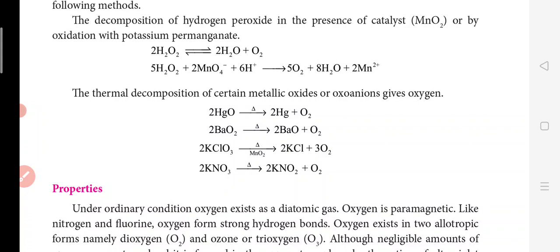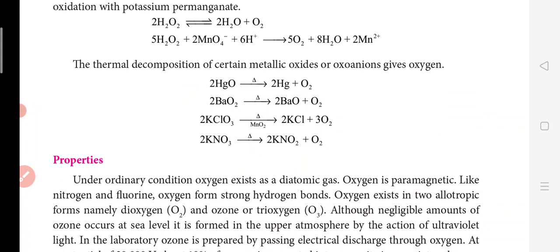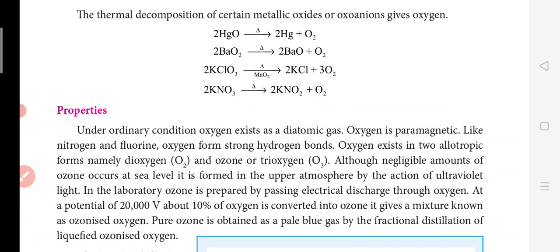And also by thermal decomposition of metallic oxides. If you decompose any metallic oxides, they will break down into metal and oxygen. So mercuric oxide into mercury and oxygen, barium peroxide into barium oxide and oxygen, potassium chlorate into potassium chloride and oxygen, potassium nitrate into potassium nitrite and oxygen.